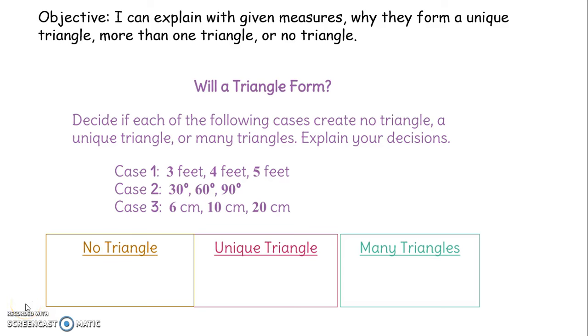Tonight, I just want to do a little bit of direct instruction. We've done lots of exploring with triangles and deciding whether or not, when we're given side lengths or angles, we can form triangles. Tonight's objective is: I can explain with given measures, whether side length measures or angle measures, why those measures either form a unique triangle, more than one triangle, or no triangle.